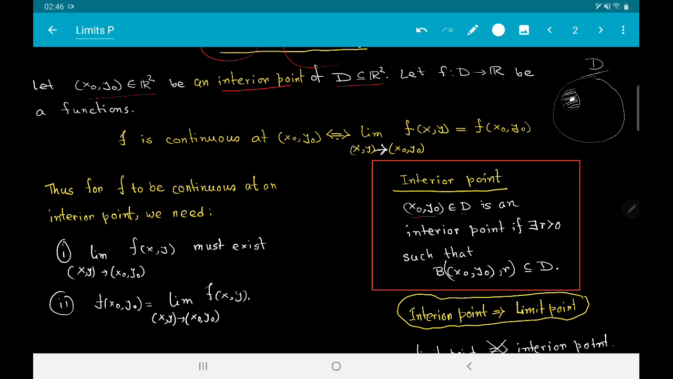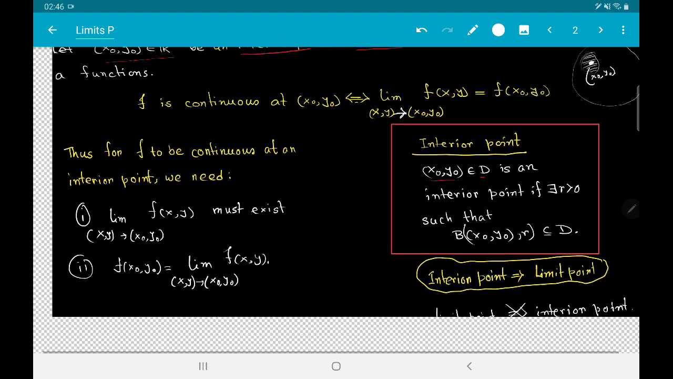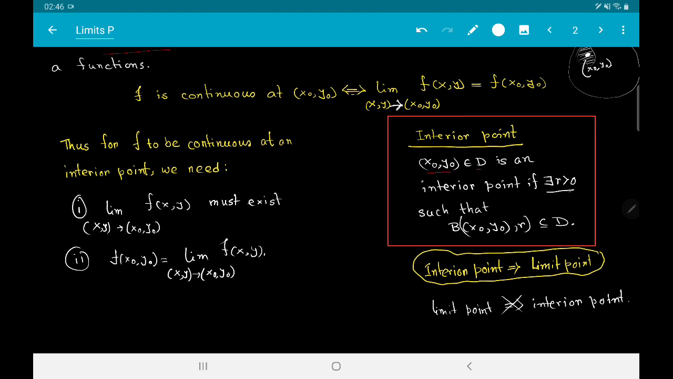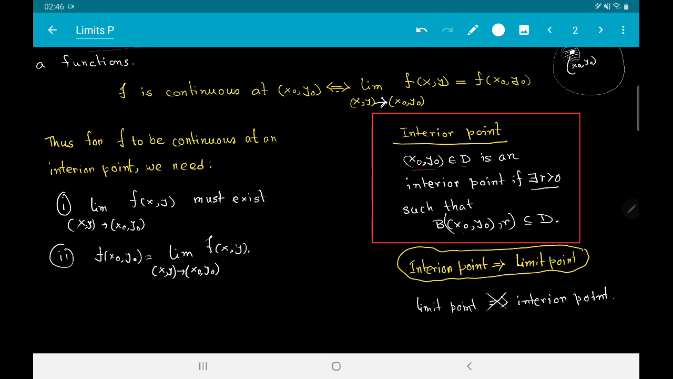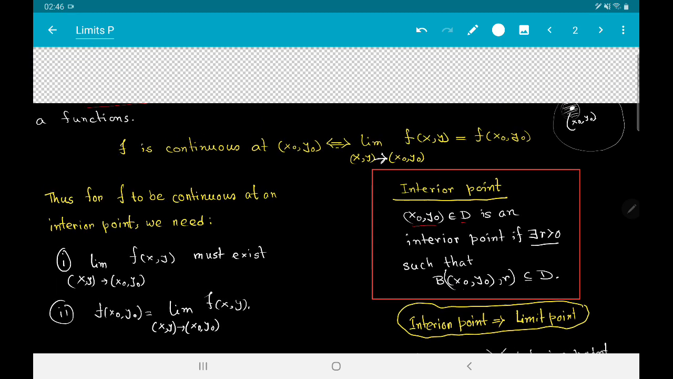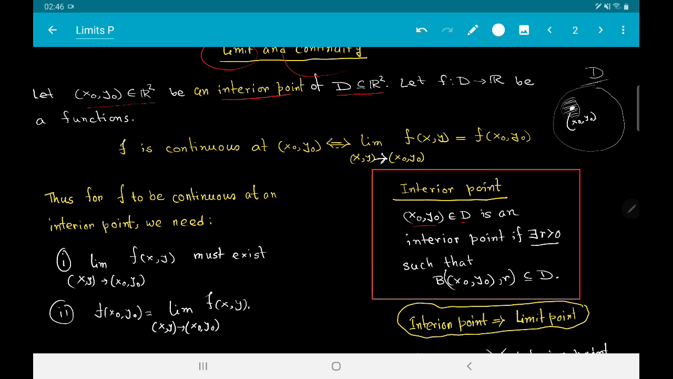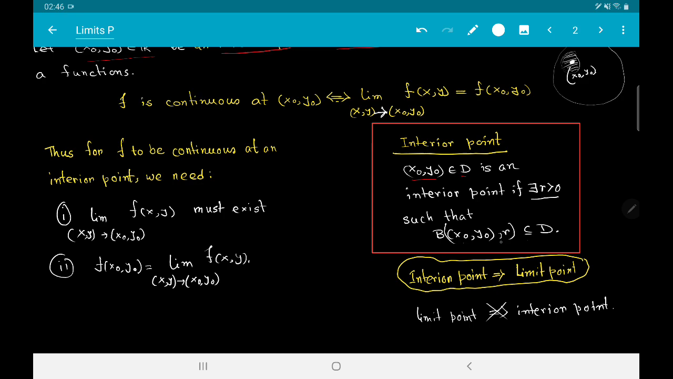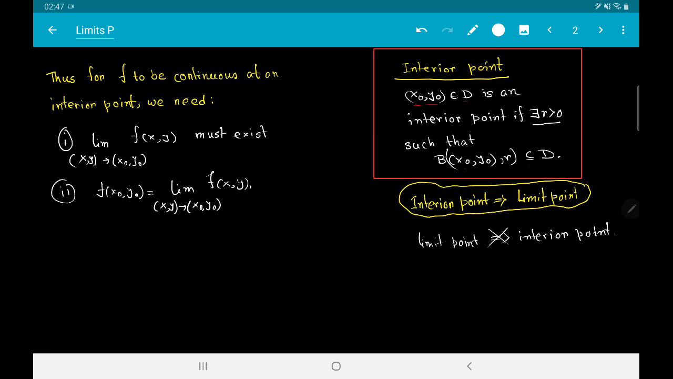So what is an interior point again? So a point (x0, y0), this must belong to D. So this point is called an interior point if there exists r bigger than 0 such that B((x0, y0), r) is a subset of D. So as such, an interior point is a limit point because it is very clear. So if you take this definition, let me try to be a little bit more precise.